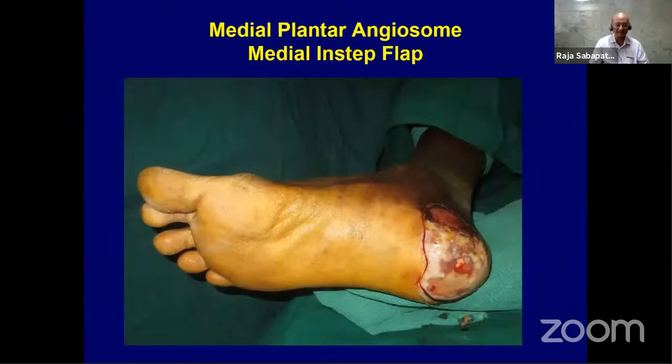Next, another flap in the same medial plantar artery group is the medial instep flap. If you take the foot, this area is normally not in contact with the ground. It's non-weight bearing, whereas these are all weight-bearing areas. So here you require good skin, whereas there a skin graft would do. That's the idea with which we use it.